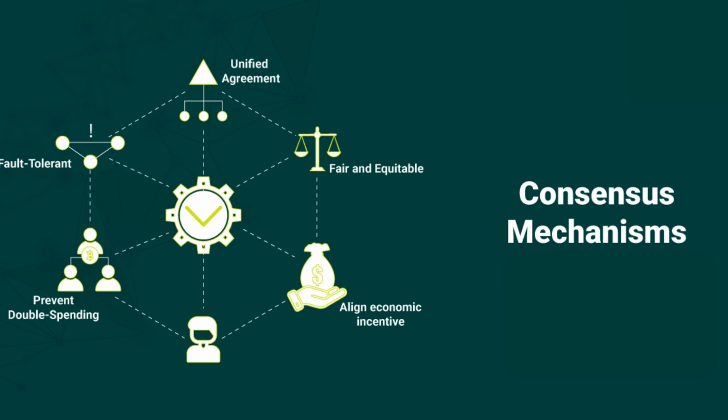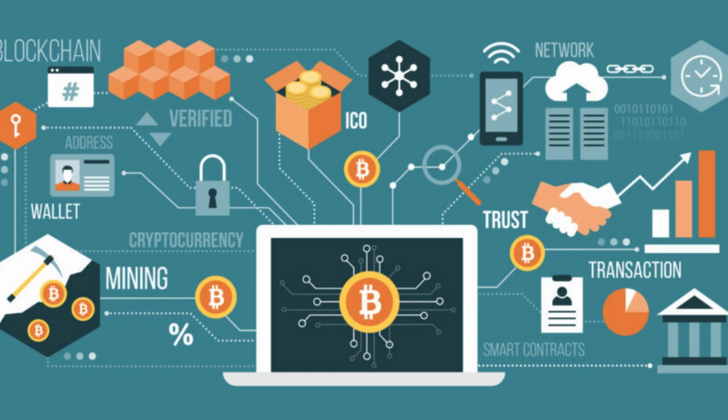Practical Byzantine fault tolerance is designed for permissioned blockchain networks where the participants are known and trusted. In PBFT, the nodes communicate with each other to agree on the order and validity of transactions. This mechanism can achieve consensus quickly and with lower energy consumption, making it suitable for enterprise applications. However, it requires a significant amount of communication between nodes, which can limit its scalability in larger networks.